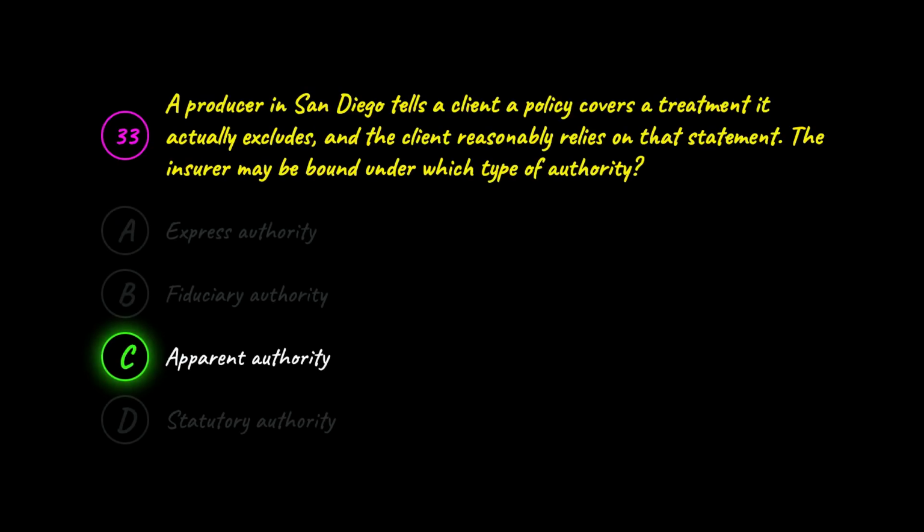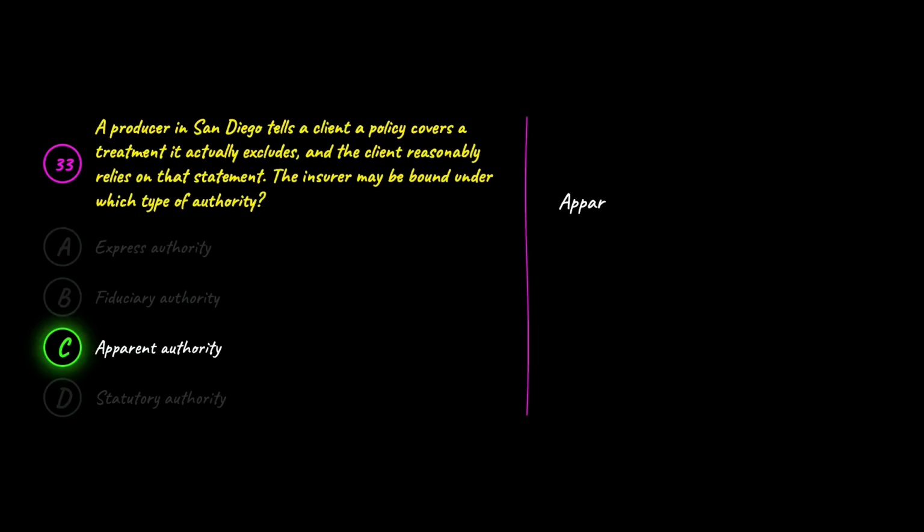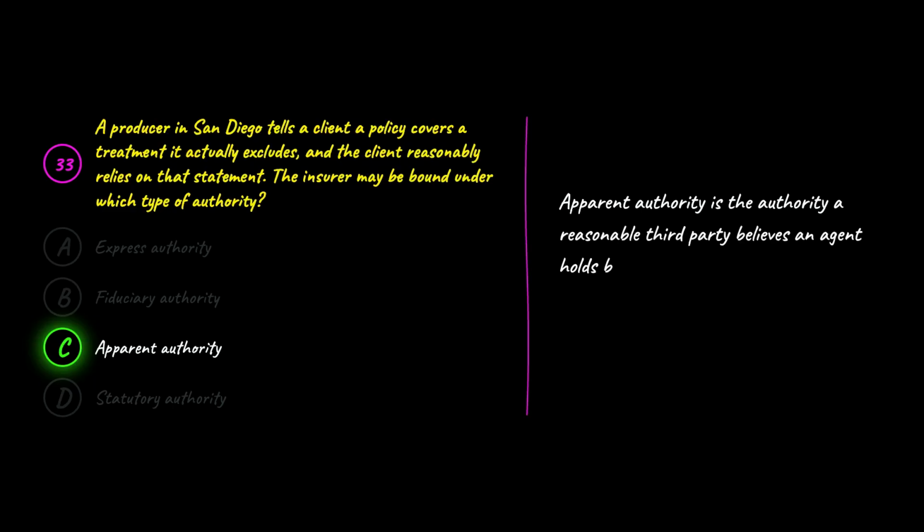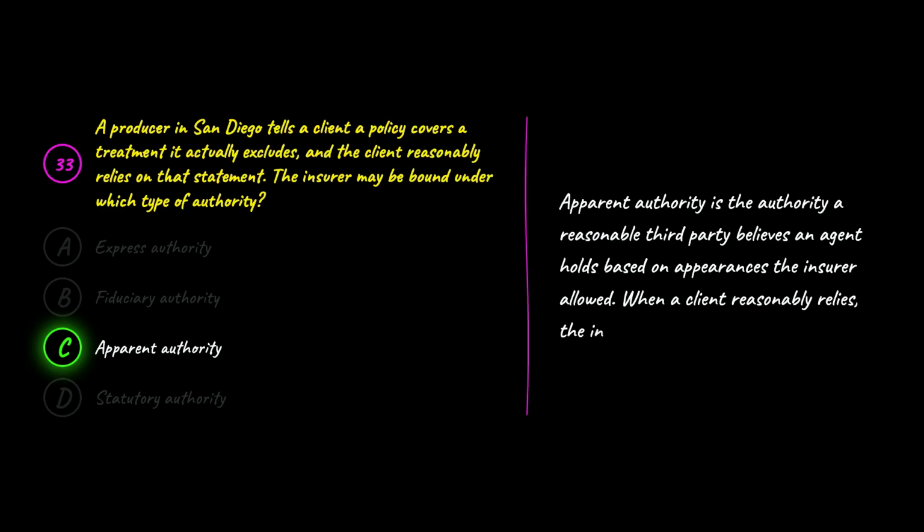The correct answer is C. Apparent authority. C is correct because apparent authority is the authority a reasonable third party believes an agent holds based on appearances the insurer allowed. When a client reasonably relies, the insurer may be bound even without actual authority.